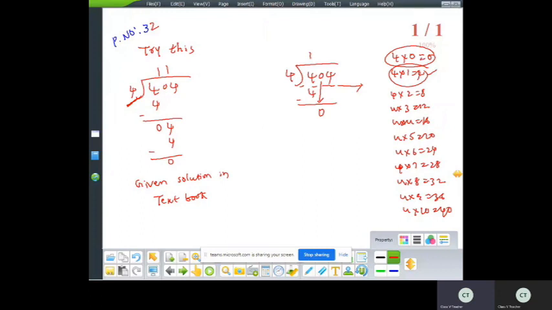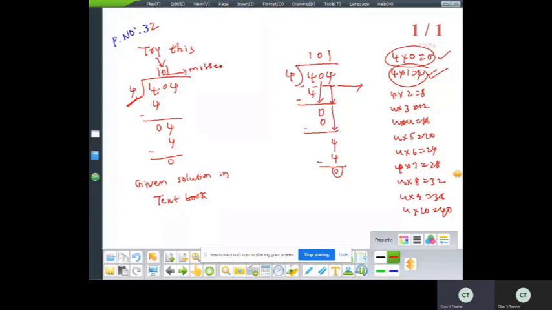In the 4 table, 0 is there, 4 into 0 is 0, 0 minus 0 is 0. Now the final digit, the number 4, will come down. Now again 4 is there, 4 ones are 4, 4 minus 4 is 0. Yes, this is the correct process. See the solution given in the textbook, here 0 is missing in the quotient.